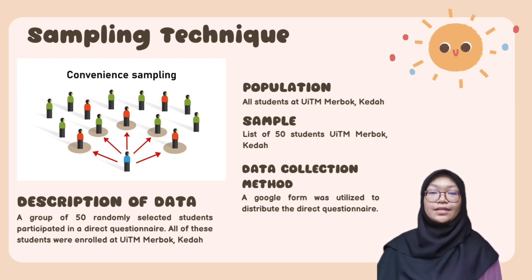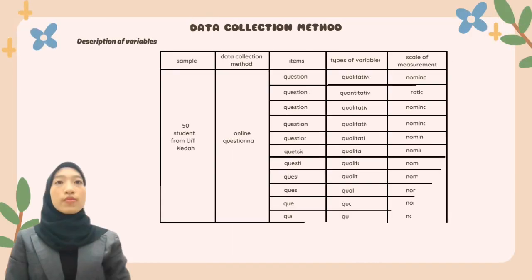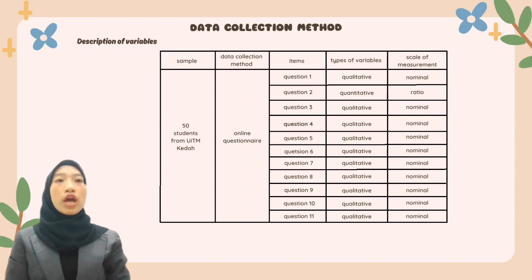And last but not least, the data collection method involves the utilization of a Google Form for distributing the direct questionnaire. Next, I will present about data collection method. We have chosen to use primary data to obtain more accurate information. We have prepared 11 questions for UiTM Kedah students regarding awareness of social media scamming. These questions encompass 2 types of variables, namely quantitative and qualitative. We are using Google Form to collect responses from participants who answer our questions. Our sample is 50 students from UiTM Kedah, and our data collection method is online questionnaire.